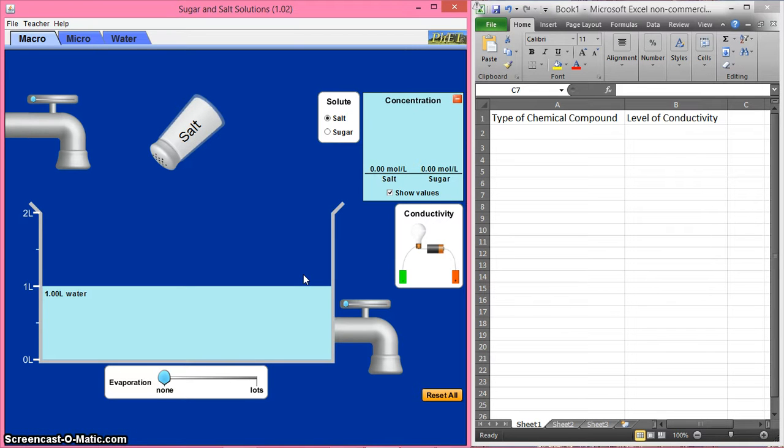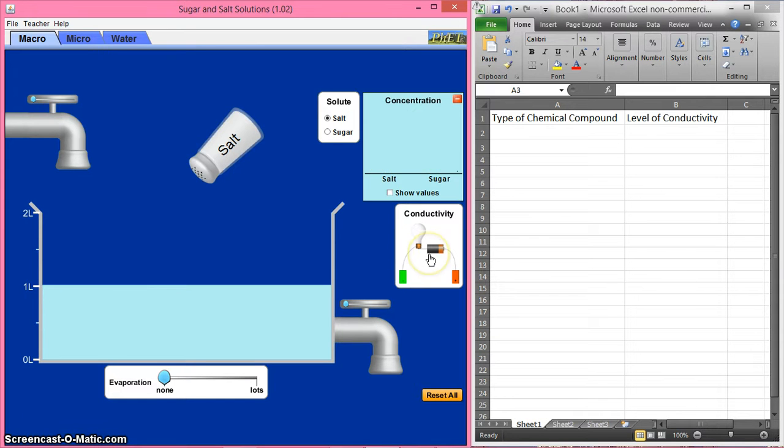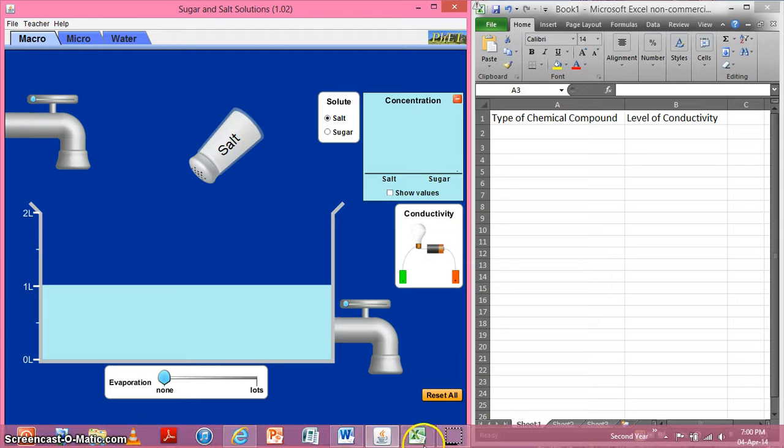The variable that I'll be changing is the type of chemical compound. The variable that I'll be observing is the light bulb's level of conductivity, and the variables that I'll be keeping the same are the amount of water and the amount of chemical compound added to the water. To make this a fair test, I'll keep the amount of water and the amount of chemical compound added to the water the same so that the concentration of the solution is consistent for each compound used.